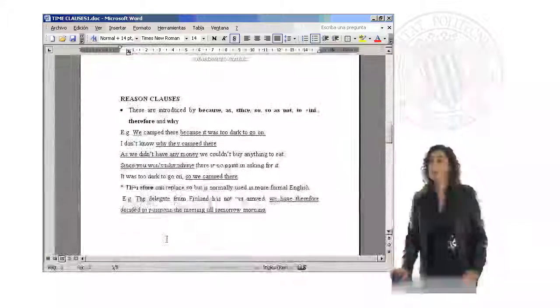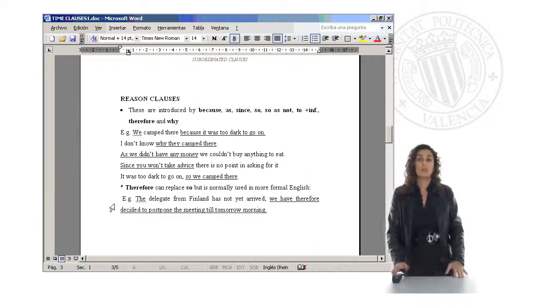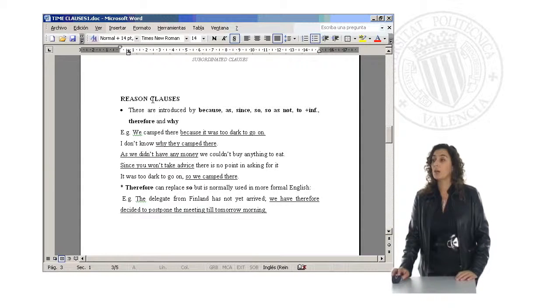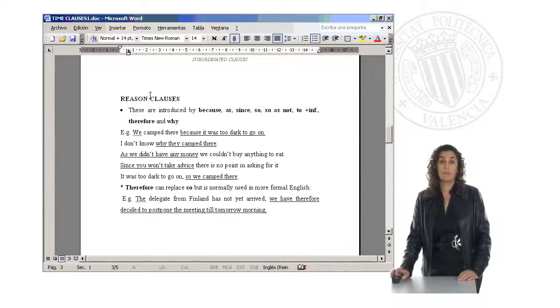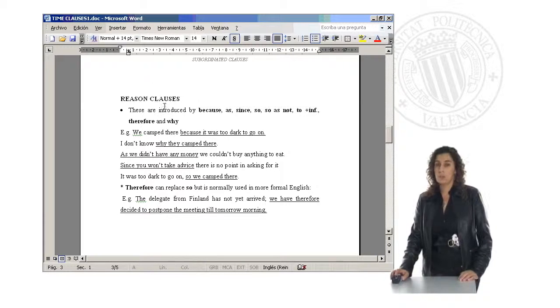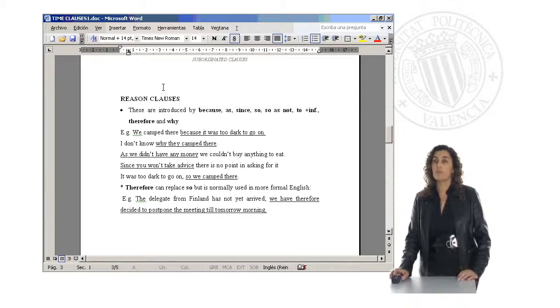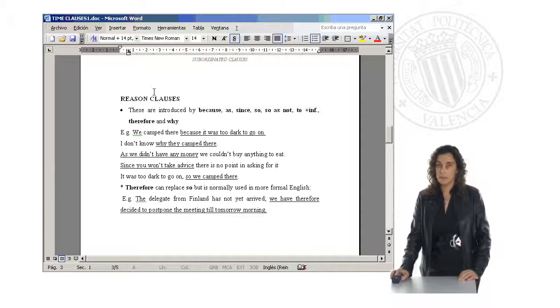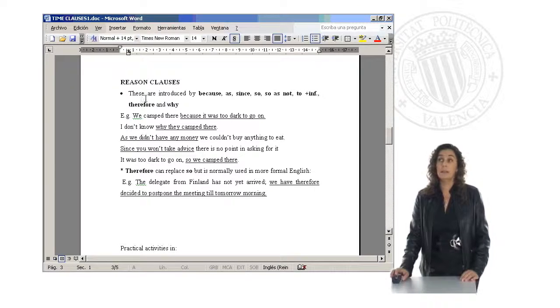Okay? And the last type of clauses I'm going to explain now is reason clauses. In reason clauses you explain the reason, not the purpose. Remember that there is a difference between reason and purpose. Don't confuse them. Reason is when you explain the reason why you are doing something, as really they are an answer to the question why.